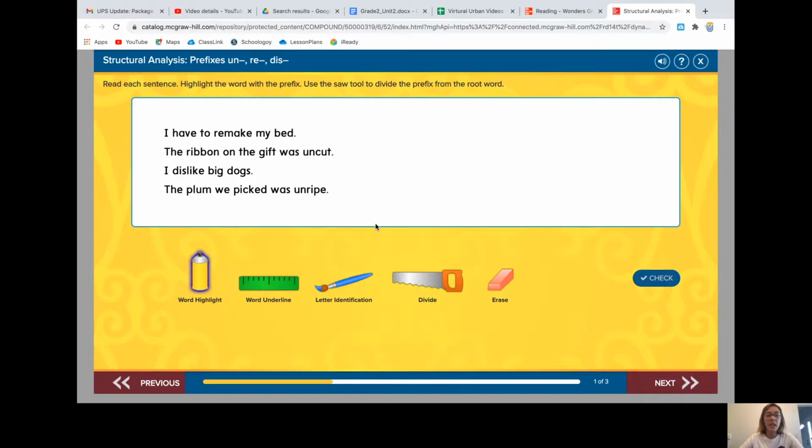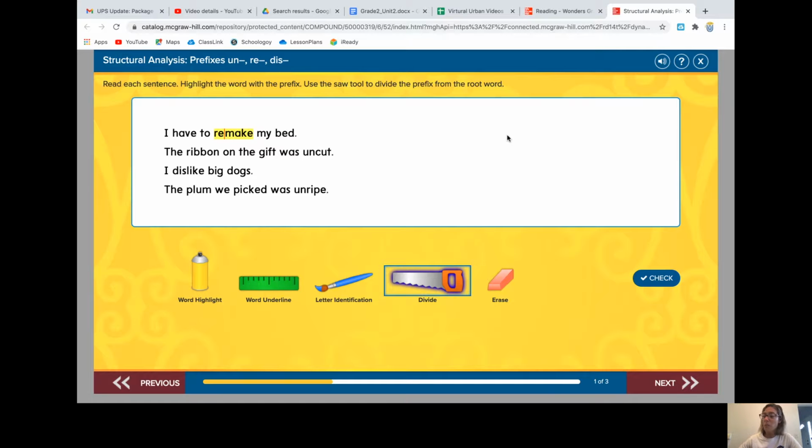All right, here we go. I'll go ahead and do this first one for you. Read each sentence. That's the first direction. I have to remake my bed. Highlight the word with the prefix. Remake is the word with the prefix. Use the saw tool to divide the prefix from the root word. Here you can see that it highlights over where I draw that line. So I know that re is the prefix, so I'm going to separate re from make.